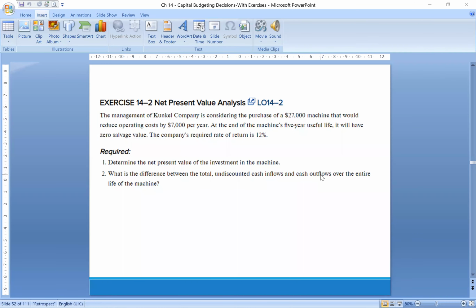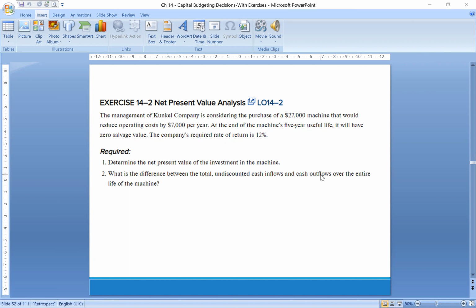What is the initial cost? It is 27,000. What is the net cash flows? Net cash flows can be referred to the deduction or reduction of the costs. So we do have a reduction in the operating cost by 7,000. This can be a net cash inflow. So determine the present value of the investment in the machine.